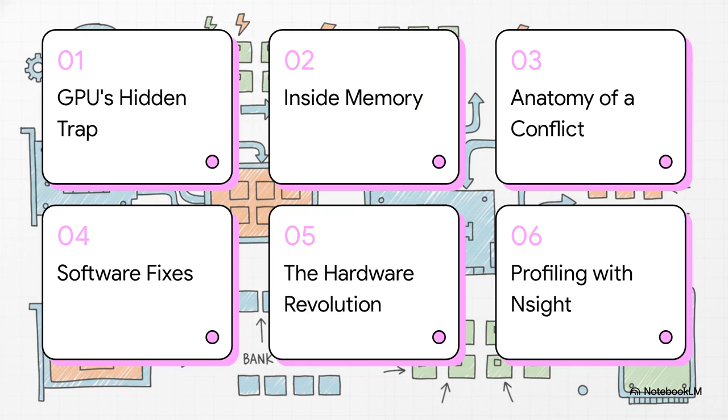All right, here's the game plan for this explainer. First, we'll nail down what this performance trap really is. Then we'll peek inside the memory architecture, dissect what a bank conflict actually looks like, and then, of course, we'll get into the fixes, both in software and hardware, before we show you how to check your work.